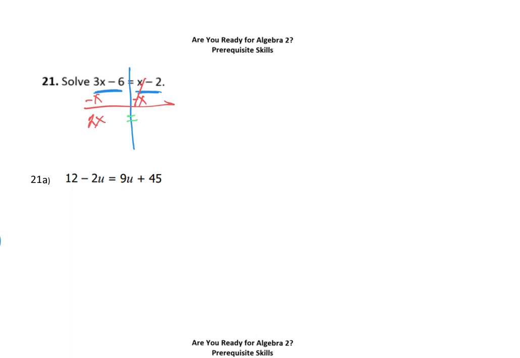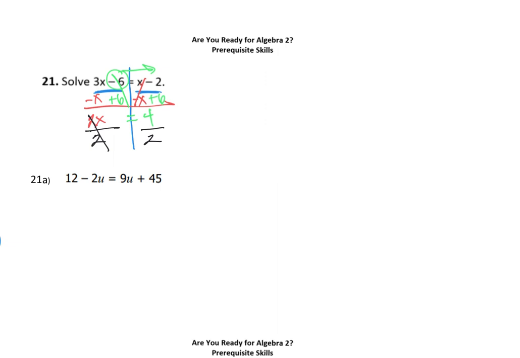I need my constant. This negative 6 needs to go to the opposite side. So we're going to add 6 to both sides. So negative 2 plus 6 is 4. So at this point, I have 2x equals 4. I'm going to divide both sides by 2. That's how I undo that multiplication of 2x.